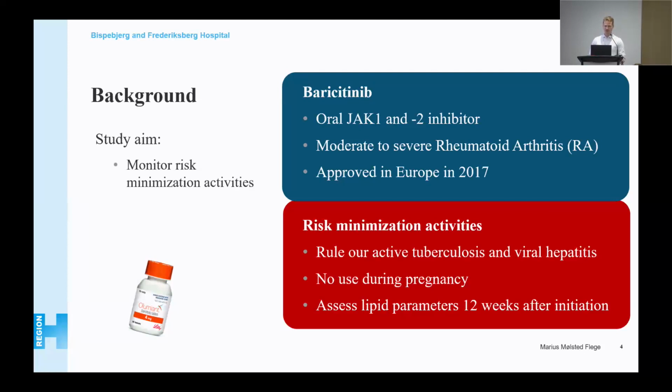First is to rule out active tuberculosis and viral hepatitis. A common side effect of these types of drugs is infections, and if a patient already has active tuberculosis or viral hepatitis, the disease tends to flare up. It's also not recommended to use the drug during pregnancy since there isn't any data on the safety of the drug. And the last one is the assessment of lipid parameters 12 weeks after initiation of the treatment, because baricitinib has a tendency to increase the blood lipid levels.